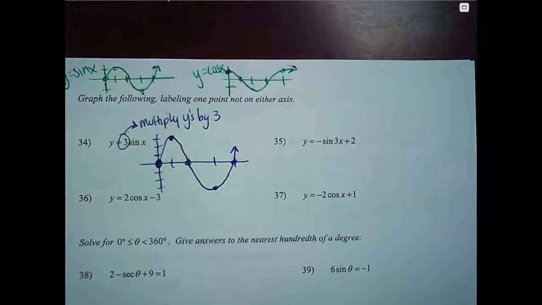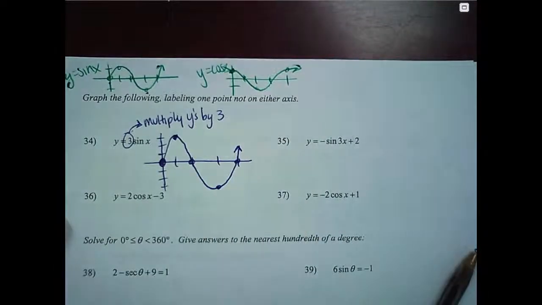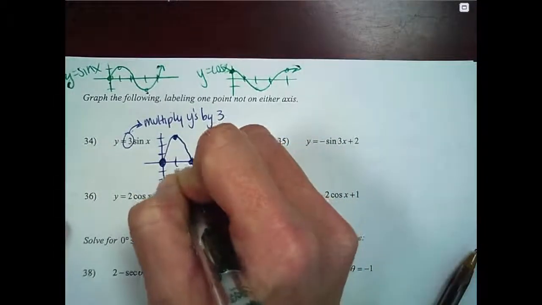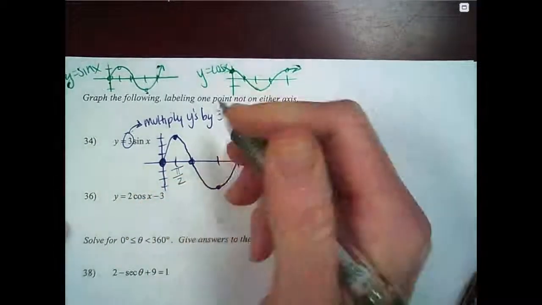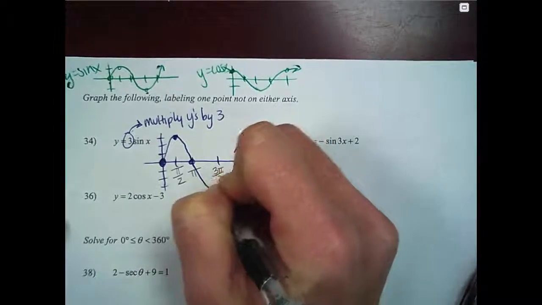And the directions were something like name one point not on the axis, right? Okay, do y'all remember what these markings are? You better label them if you don't know them. This is pi over what? 2. This is pi. 3 pi over 2, right? And 2 pi.